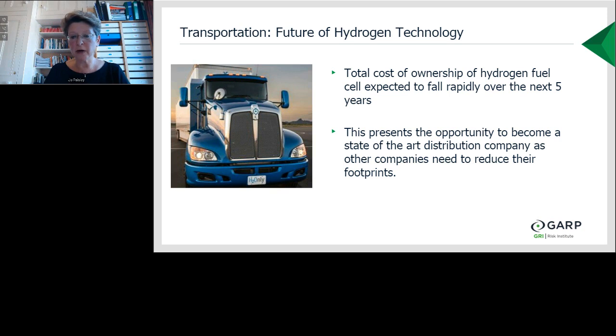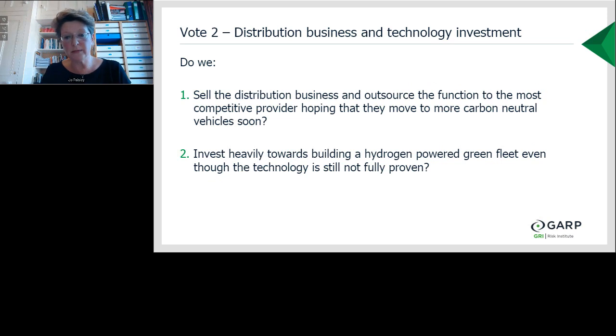So the vote that we're going to ask you to think about now is, what do you want to do about this distribution business? Do you want to sell the distribution business that we have and outsource the function? We sell it to the most competitive, we outsource to the most competitive provider, and we hope that they move to a more carbon neutral vehicle fleet soon. Or do you want to be innovative and invest heavily towards building a hydrogen-powered green fleet, even though the technology hasn't been completely proven yet? So that's the dilemma I'm going to put to you.